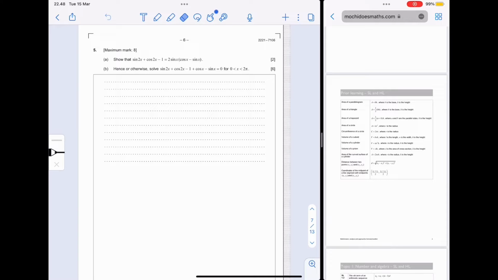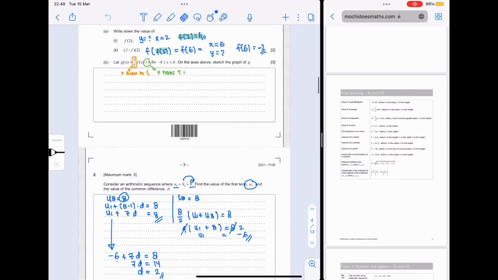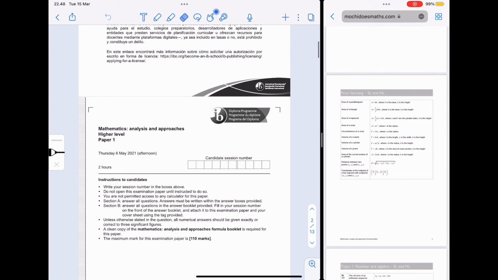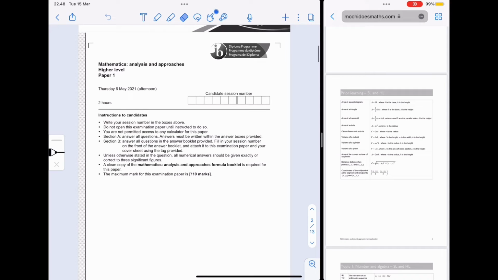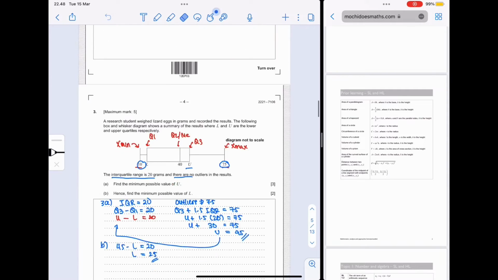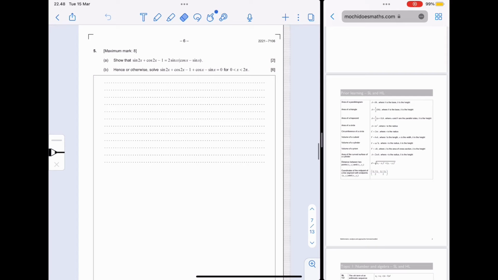Hi there! Today we're going to continue our problems from paper. This is AAHL, paper 1, Thursday 6 May 2021. I'm not sure what time zone this is, but let's just continue. Read the questions, pause it if you need to.